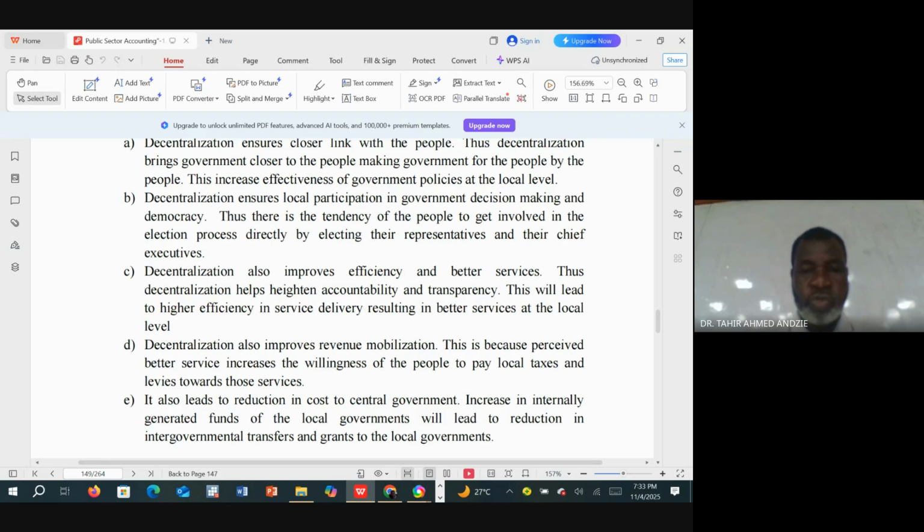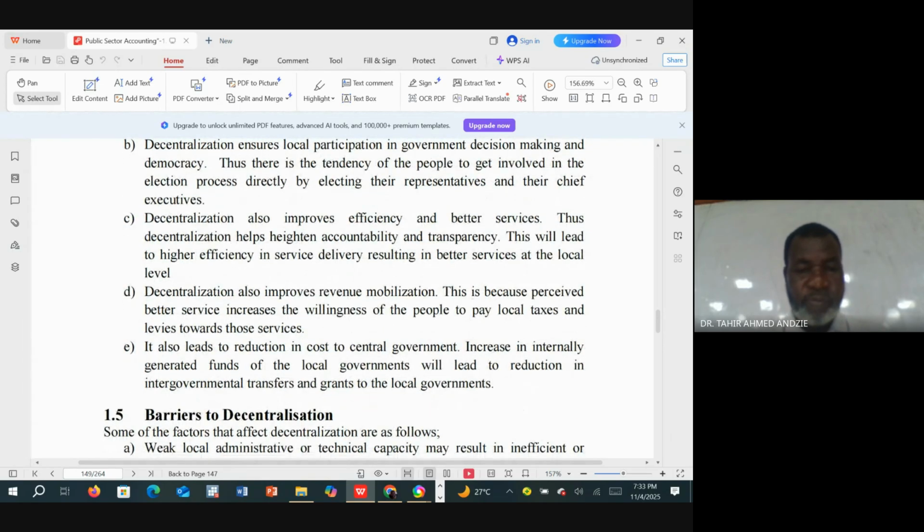So decentralization also improves efficiency and better services, because this assembly is closer to the people. They will understand the local dynamics and they'll be able to serve the local people better and more efficiently than the central government. Thus, decentralization helps heighten accountability and transparency. This will lead to higher efficiency in service delivery, resulting in better services at the local level. Okay, so that is it.